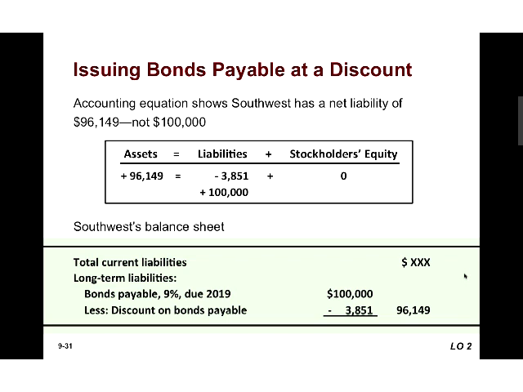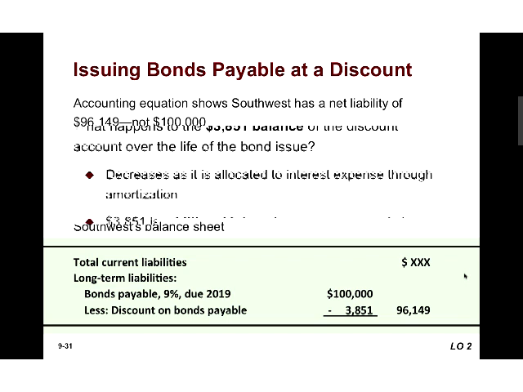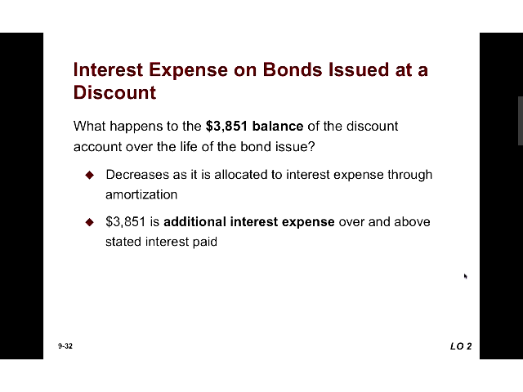Okay, so we said this discount is prepaid interest. And what happens to that discount over the life of the bond is Southwest amortizes it, meaning it reduces it, and it puts it in interest expense over the life of the bond. So what we see next, if you're following along on the PowerPoints, I'm skipping some of them. They're absolutely valid PowerPoints, but some of it we're not getting into.